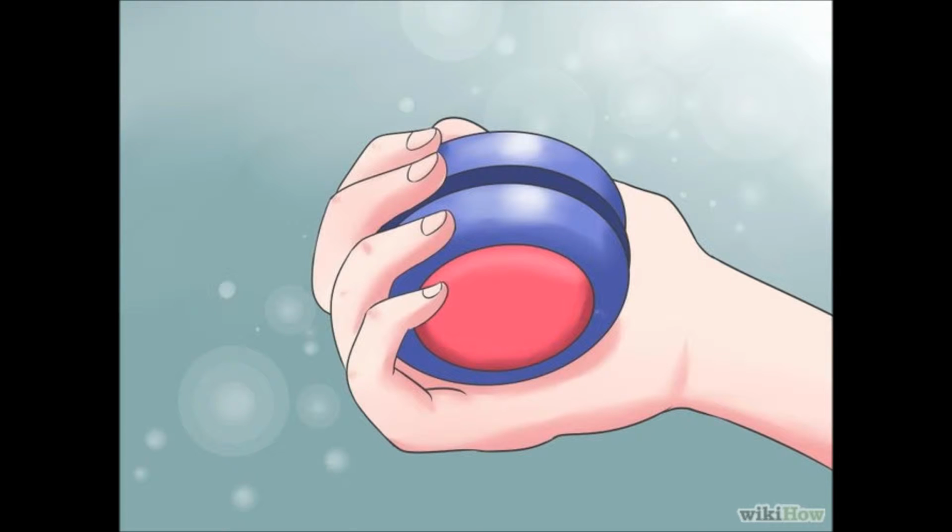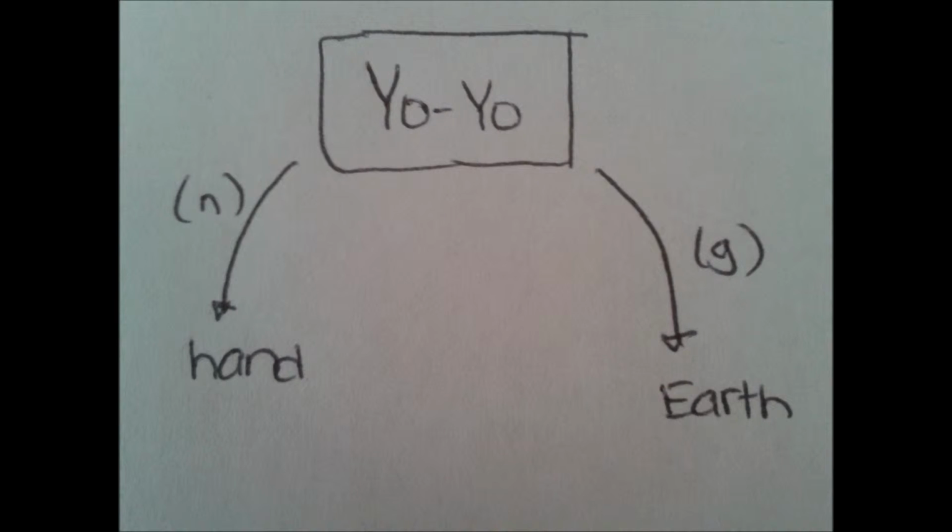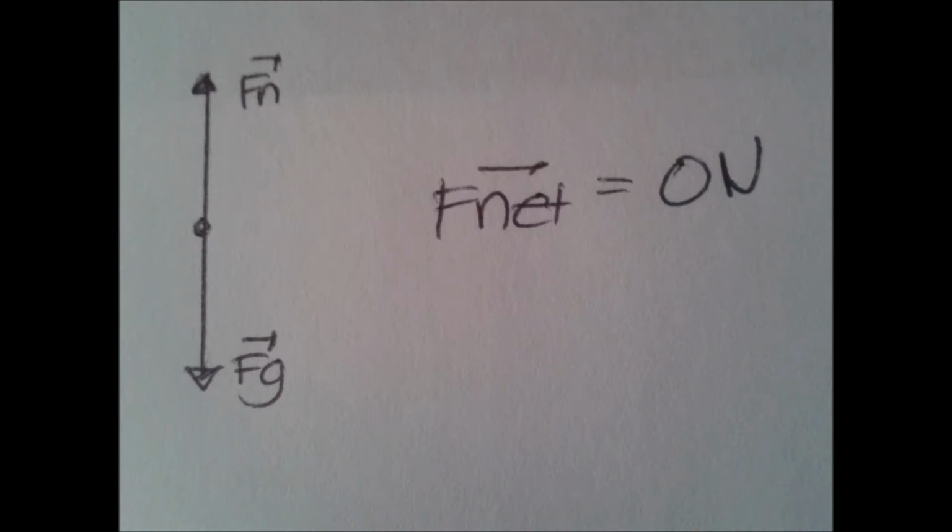When the yo-yo is held in our hands before we let it go, the yo-yo experiences a normal force and a gravitational force. The hand applies a normal force upwards and the earth applies a gravitational force downwards. These two forces balance each other out, which is why the yo-yo's motion is at rest in your hands.